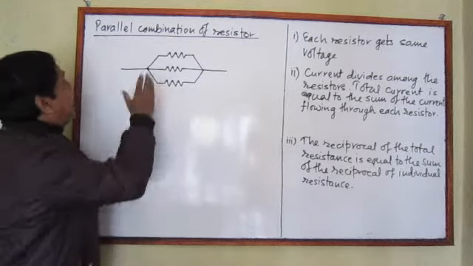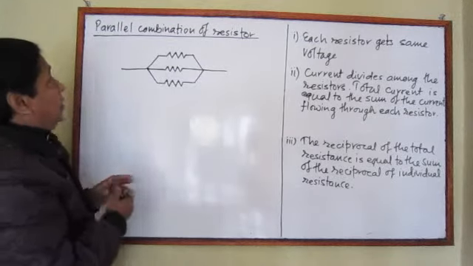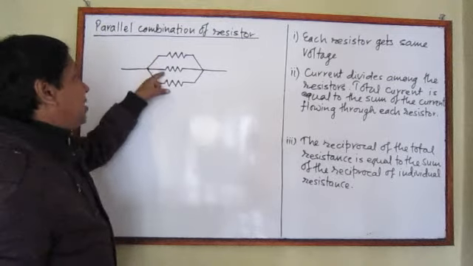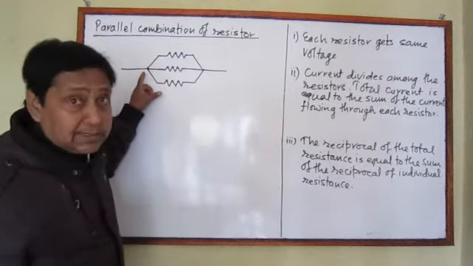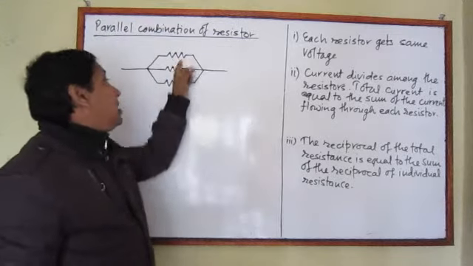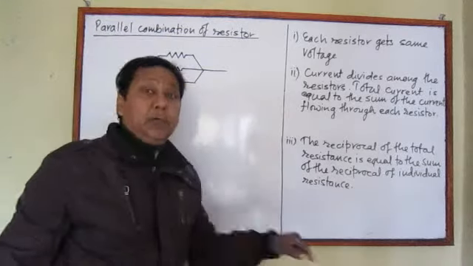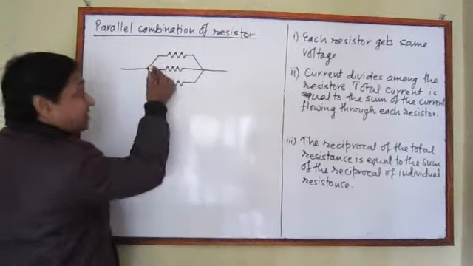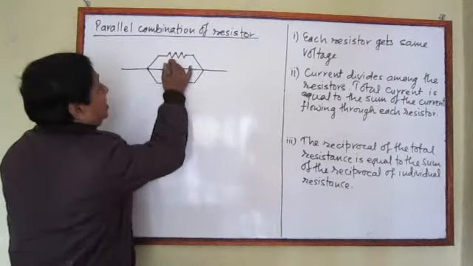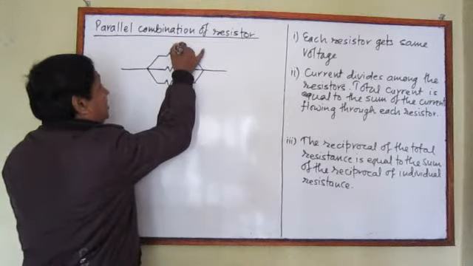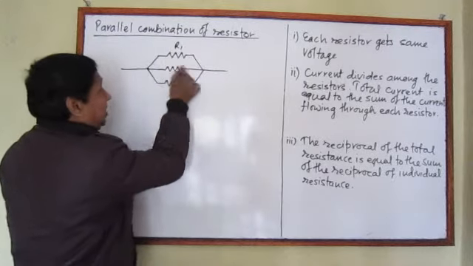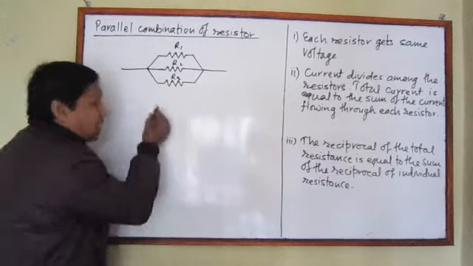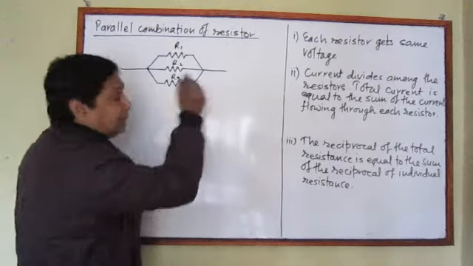We can define this parallel combination in this way. When resistors are connected in such a way that one end of each of them is connected to a common point and the other end of each of them is connected to another common point, due to this type of connection each of them gets the same voltage across it. Let's say the resistance of the first resistor is R1, the second is R2 and the third is R3, but they are getting the same voltage V.